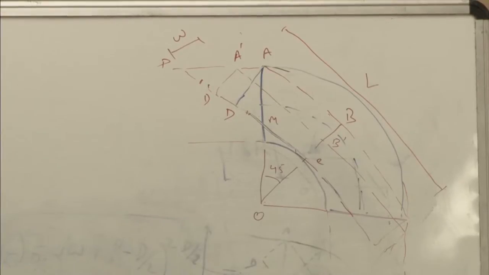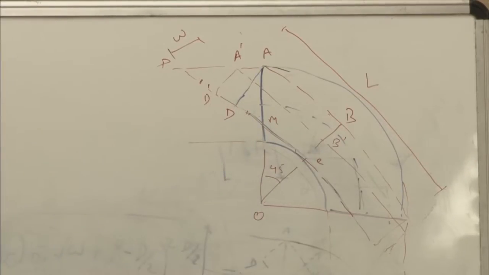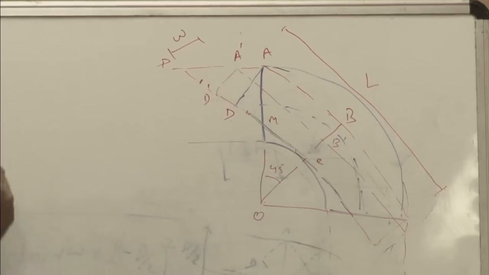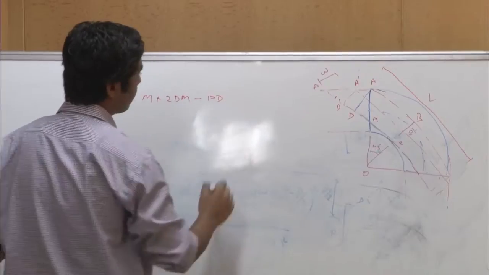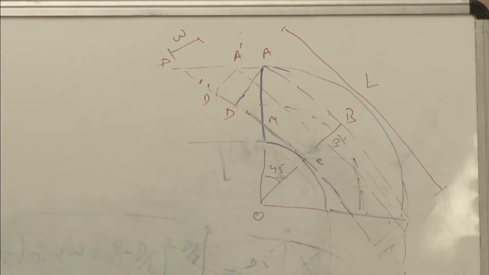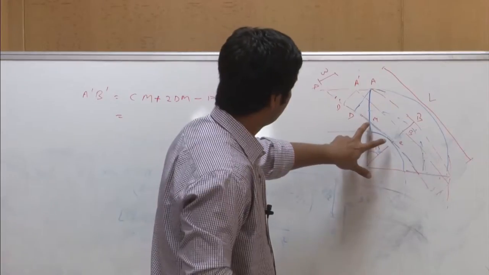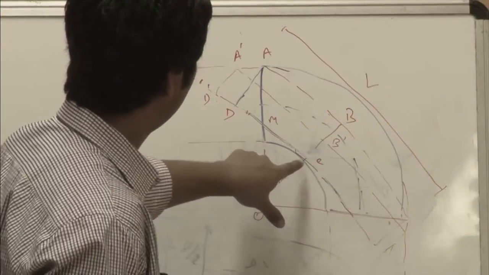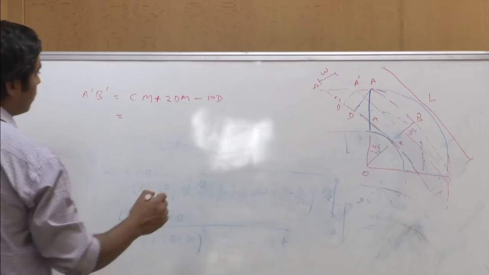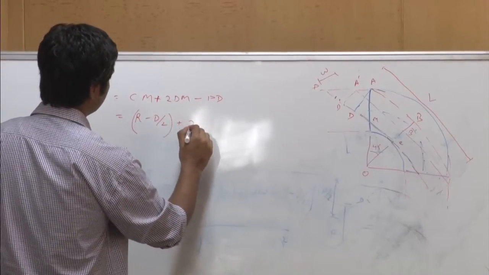So, I will write, I have taken this part. Now, from here to here and here to here, it's twice. Plus 2 DM, and I will subtract this part, minus PD. That is a length. So, what is CM? This is 45 degrees. So, this CM is this OC, isosceles triangle. So, OC is R minus D by 2 plus 2 DM.